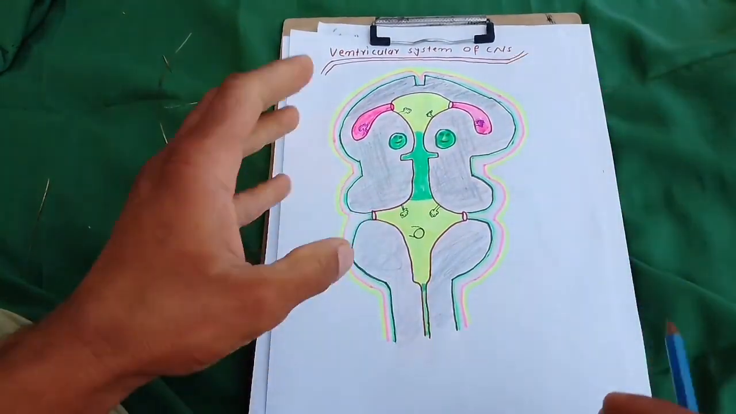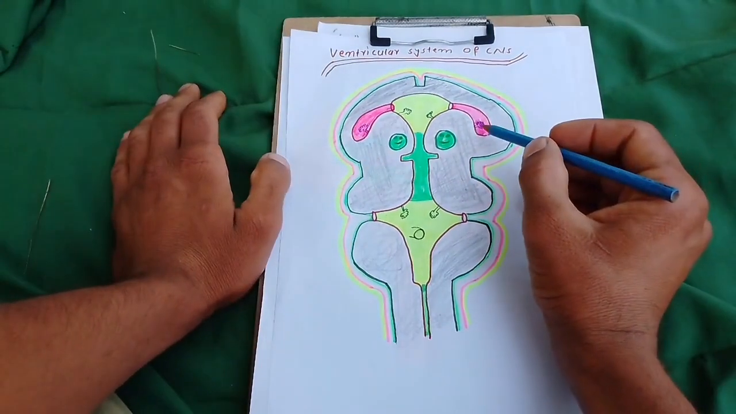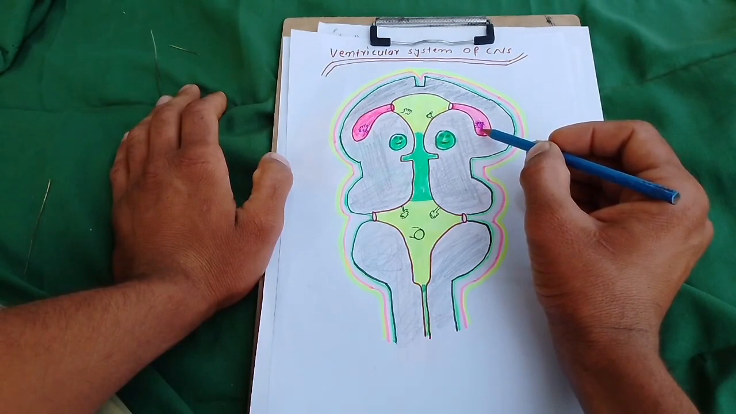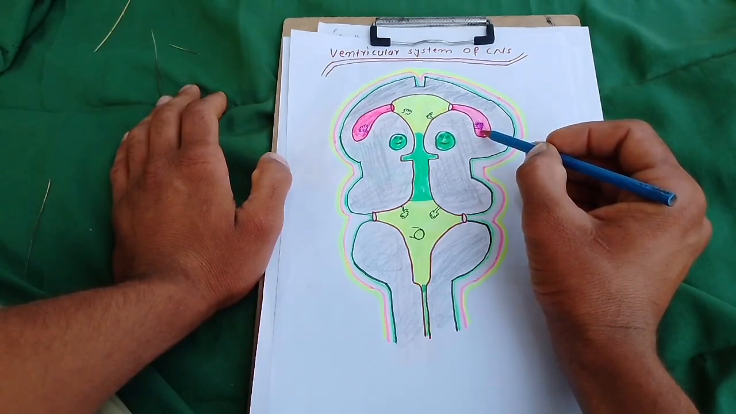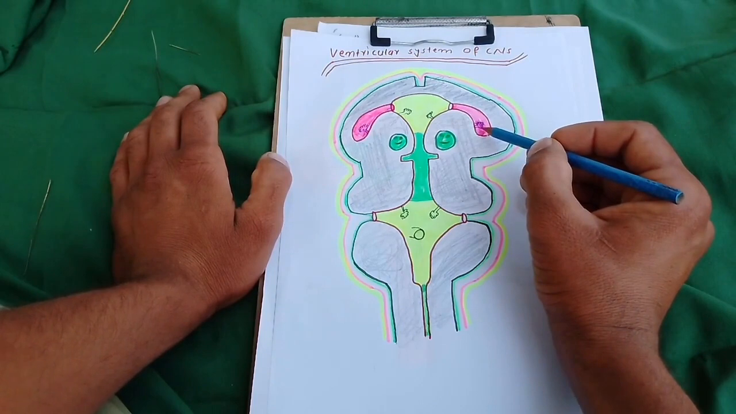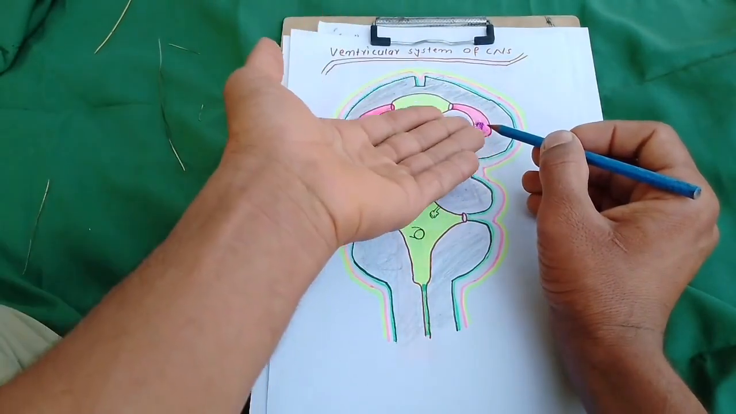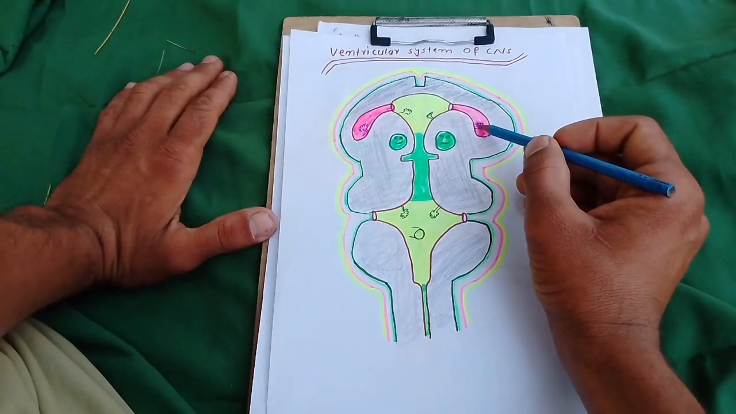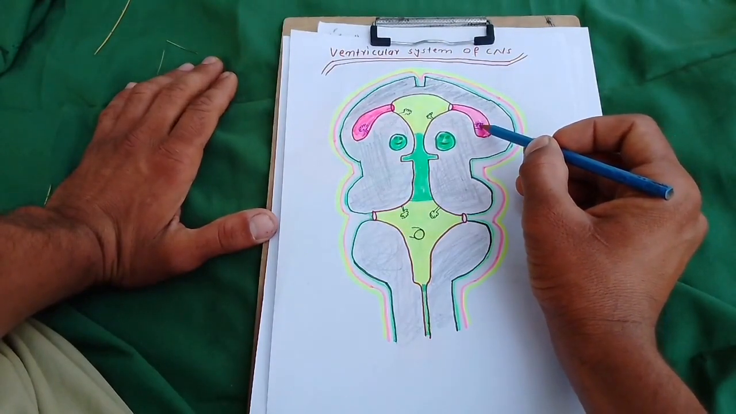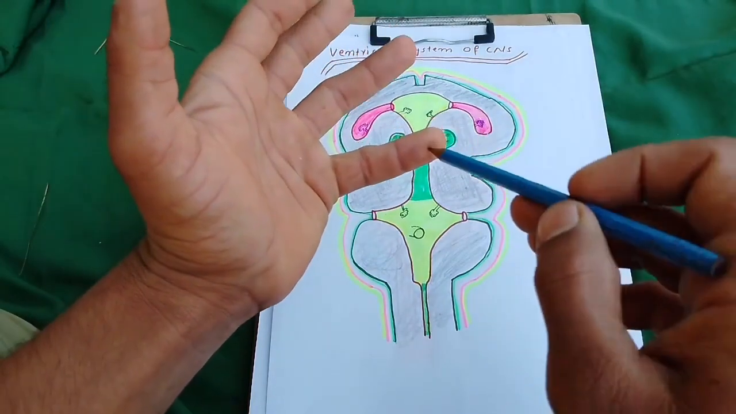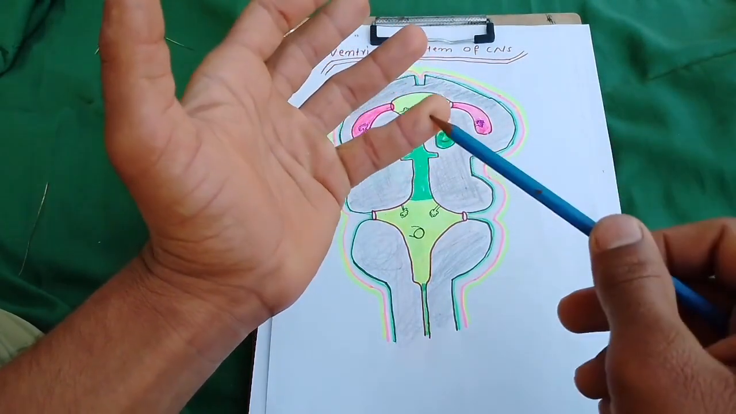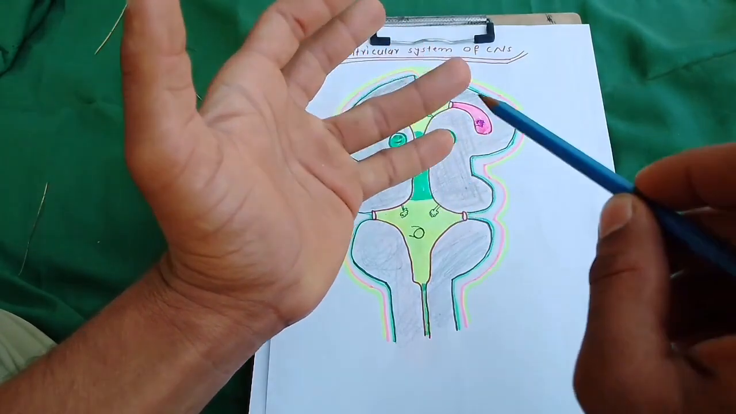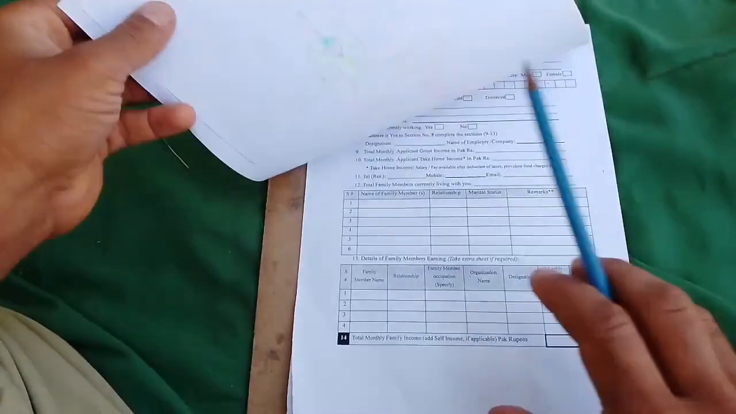Okay. The lateral ventricle contains a structure which is called the choroid plexus. The choroid plexus is the structure which produces cerebrospinal fluid. I am not going into detail on the formation of cerebrospinal fluid, but this is the structure in the lateral ventricle which produces it. The lateral ventricle again consists of the anterior horn, posterior horn, and body.